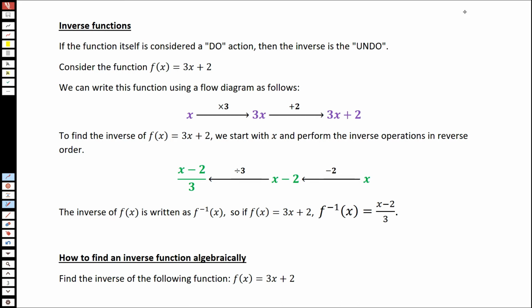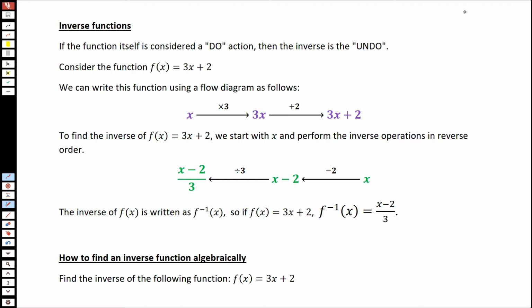If the function itself is considered a do action, then the inverse is the undo. So basically what the inverse function does is it reverses what the other function has done. So consider the function f of x equals 3x plus 2. We can write this function using a flow diagram. What this function does is that it takes x, the input, multiplies it by 3 to end up with 3x, and then adds 2 to give you the output, which is 3x plus 2.